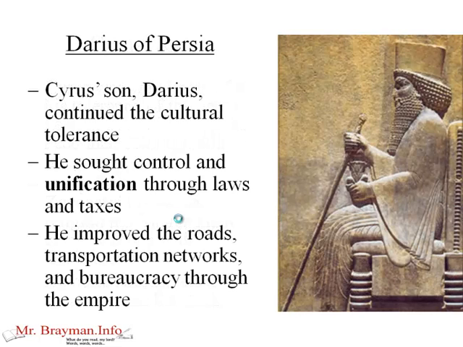His son Darius continued this policy of cultural tolerance. However, he sought to control and he sought unification through laws and taxes. Unification has the root word of unity, or together. He's trying to bring everyone in his empire together through laws and taxes. And he continued to improve the roads and the transportation networks and the bureaucracy throughout the empire, right?